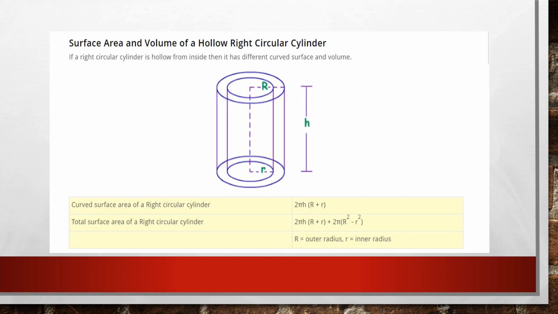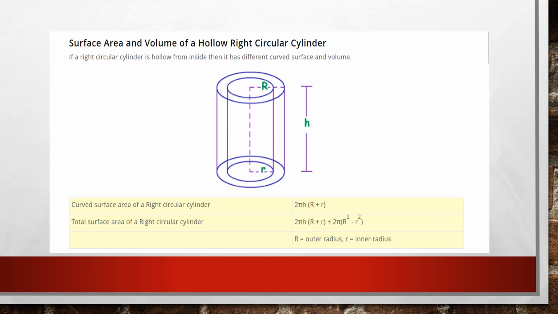Next we are having the hollow cylinder. Okay, the cylinder is hollow from the inside. Then in that case, the curved surface area is 2 pi h, and we have to add the outer and inner radius both. So just consider this formula, 2 pi h into inner radius plus outer radius.